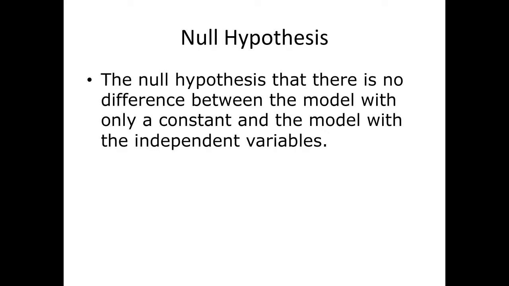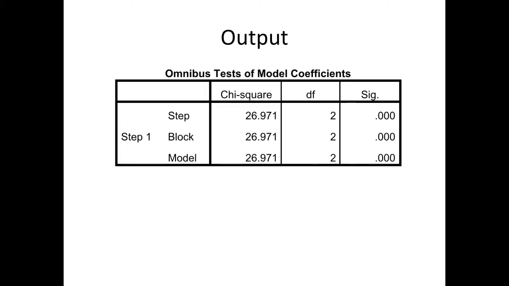To quickly review, a null hypothesis for logistic regression might sound something like: the null hypothesis is that there is no difference between the model with only a constant and the model with independent variables. Or said another way, that there's really no predictive value of stress level and free time with regard to whether one smokes or doesn't smoke. So let's go ahead and look at some of the output you get.